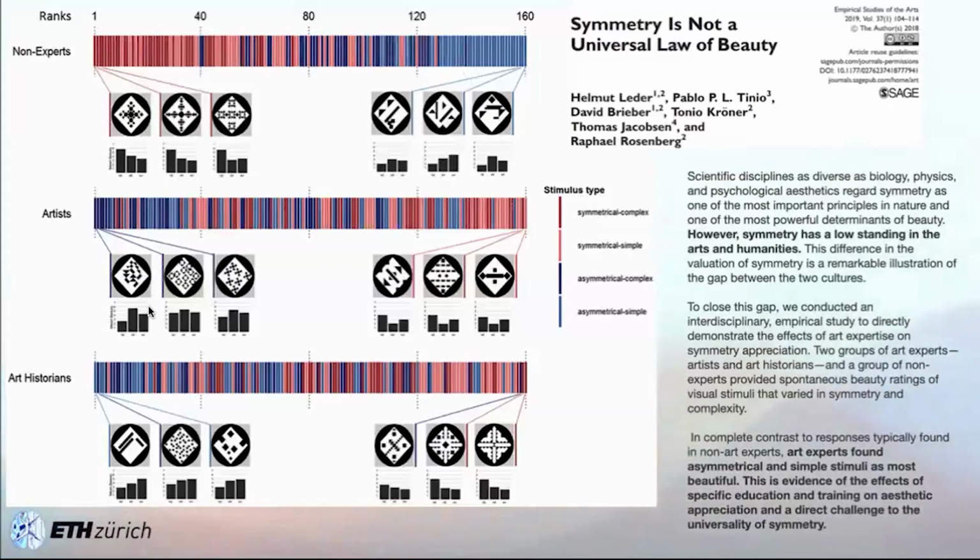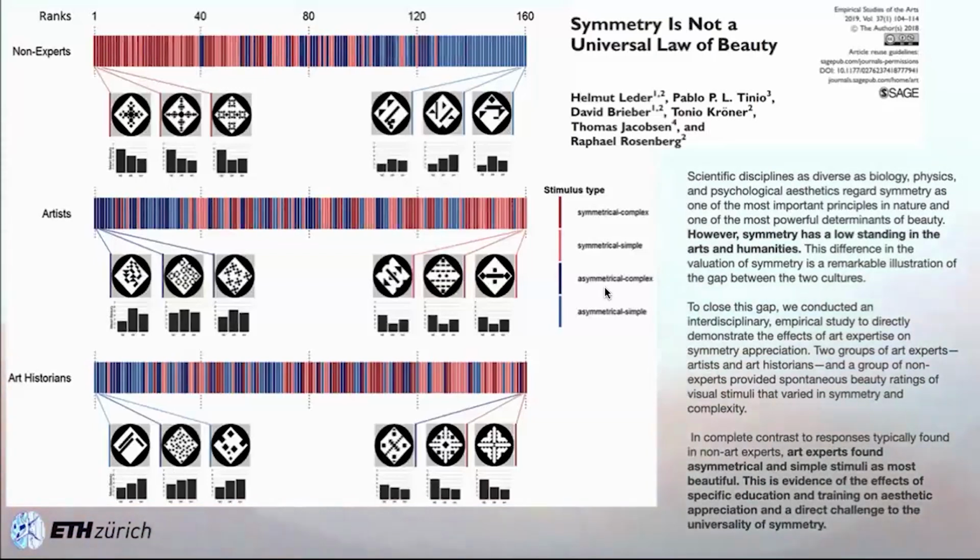But artists show a very different pattern. They really like the asymmetrical complex ones the most, and they're assigning the lowest ratings to the symmetrical and simple ones. Art historians show a somewhat similar pattern, but much more similar to the artists than the non-experts. So what they're suggesting here is that art experts find asymmetrical and simple stimuli the most beautiful, whereas non-experts preferred a completely opposite category. And they suggest that this means there are effects of specific education about art and training on aesthetic appreciation.